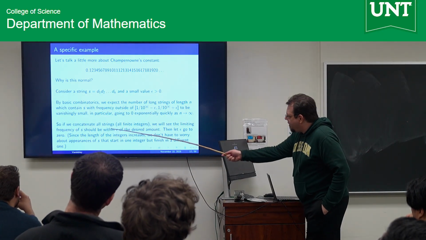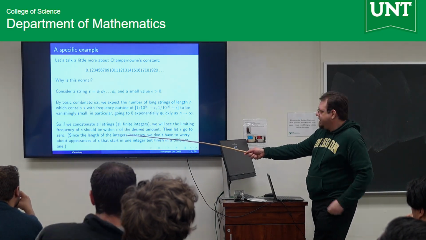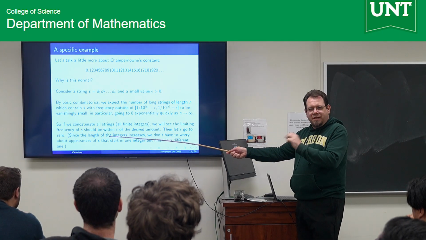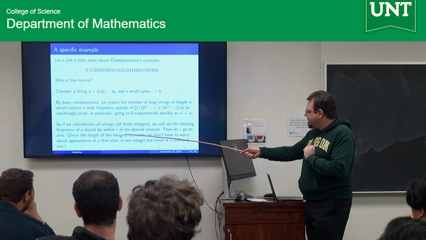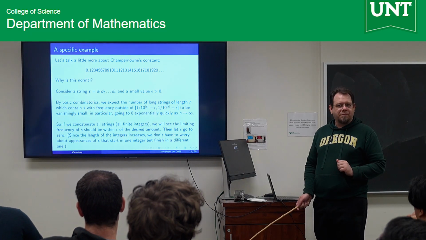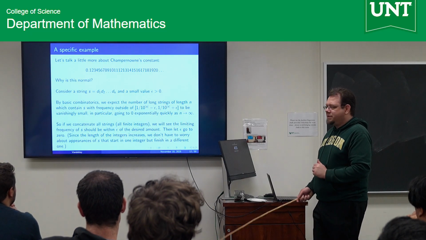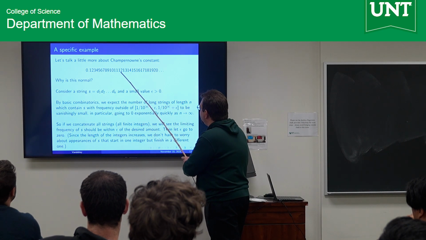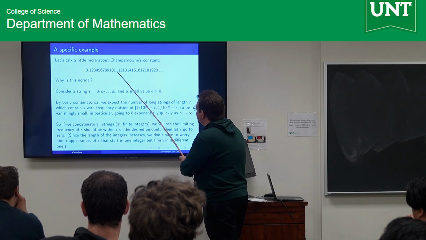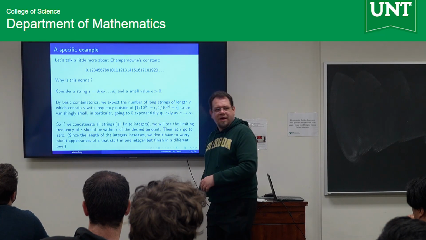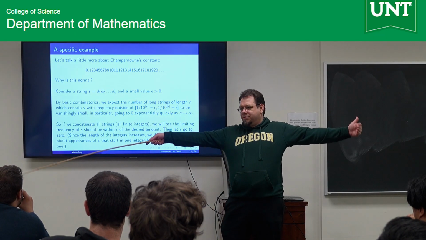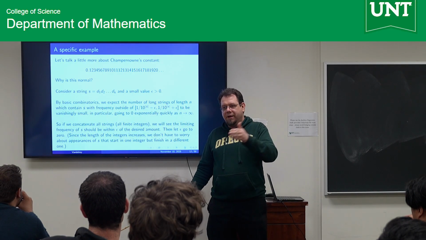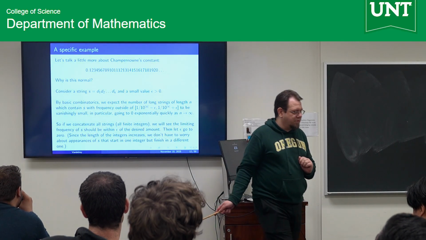So if we concatenate all strings, so all finite integers, we will see the limiting frequency of s should be basically within epsilon of the desired amount. And then we let epsilon go to 0. Now, of course, this isn't perfect because this is counting things like, well, here I can find a copy of 1 and 1, where one of these starts in 11 and the other starts in 12. But it turns out that's not a big deal because once your strings are very long, who cares if you see a couple that kind of overlap two different numbers? What is inside a given number is really what counts.